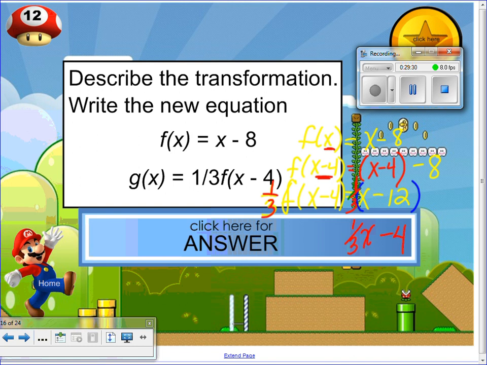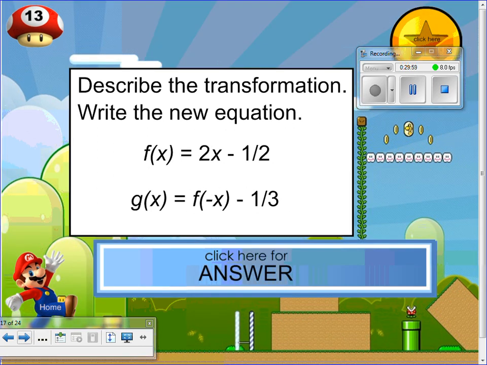So when you're doing multiple transformations, follow the order of operations, do the part that's in parentheses first, then take care of multiplication at the end. So we would take f of x minus 8 and shift it to the right 4 first, and then do the vertical compression of 1/3 at the end.